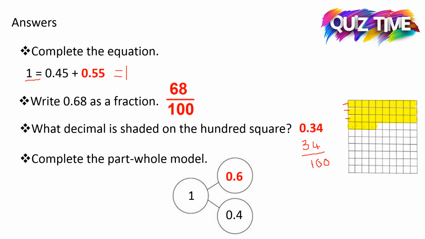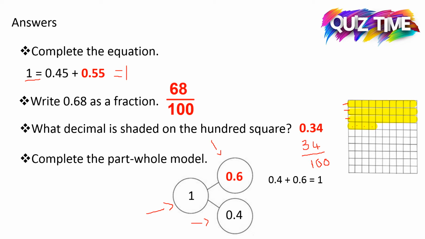And then it's 0.34, and the part whole model, so we have the whole, which is the 1, and we have 2 parts. So we have 0.4, which represents 4 tenths. So 4 tenths plus what equals 1? So the number sentence would be 0.4 plus 0.6 equals 1.